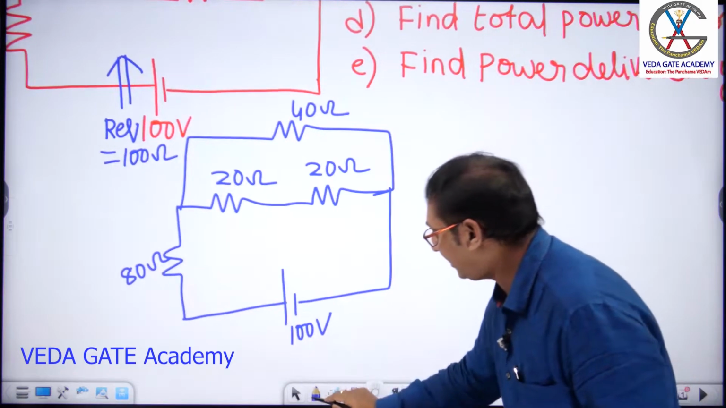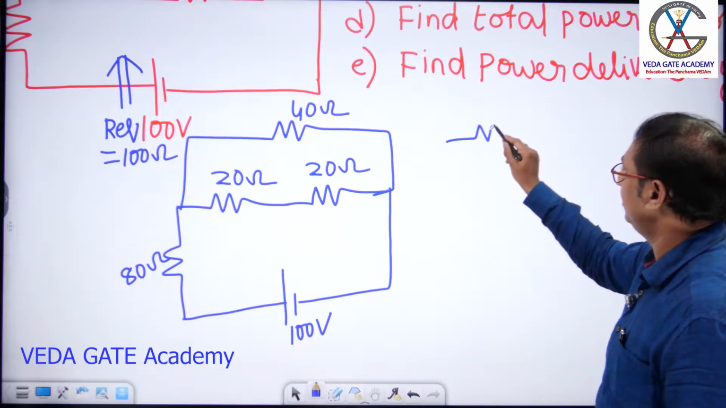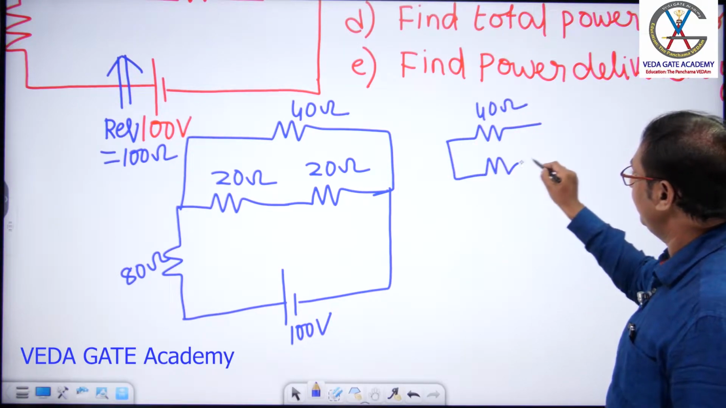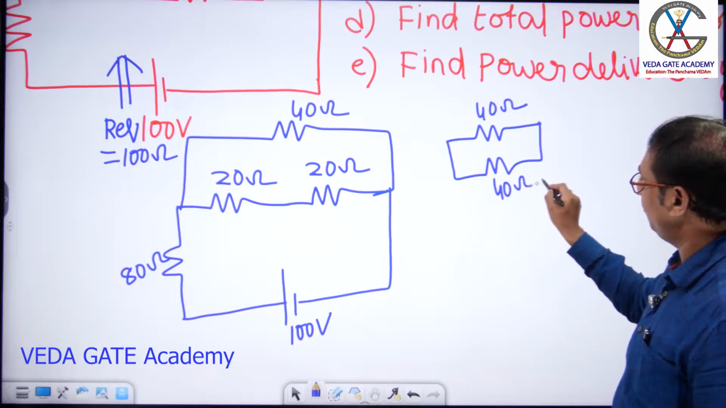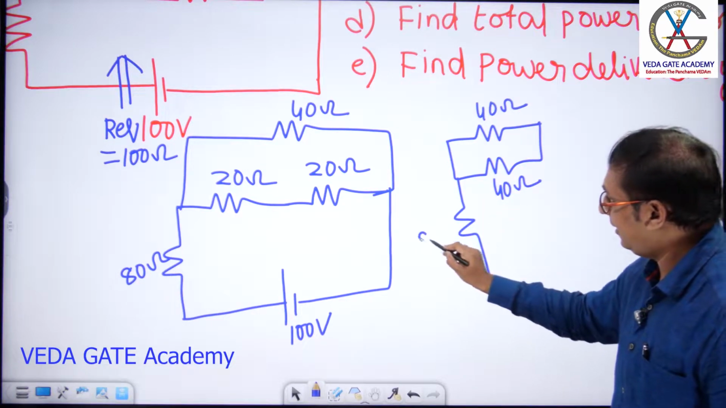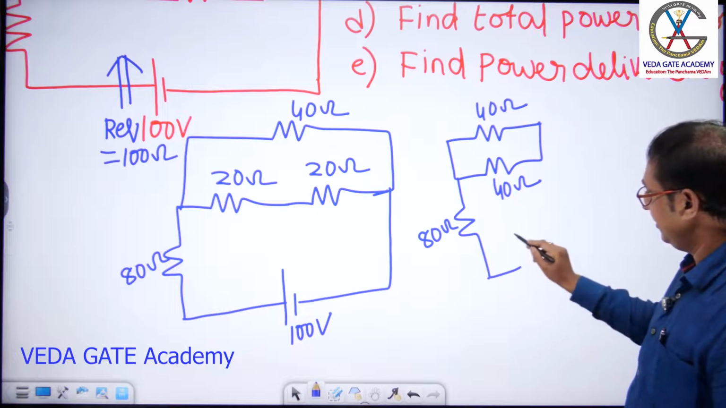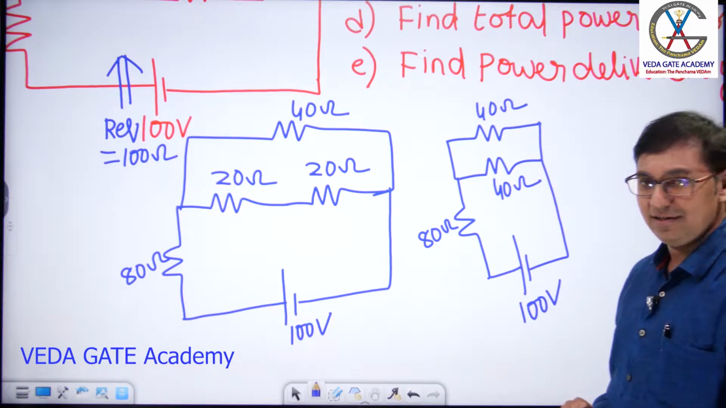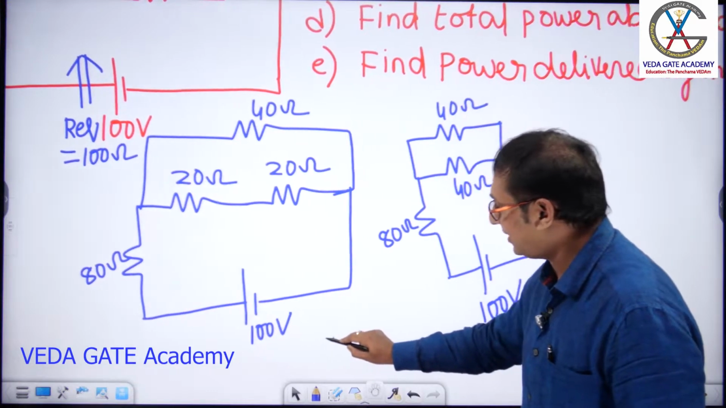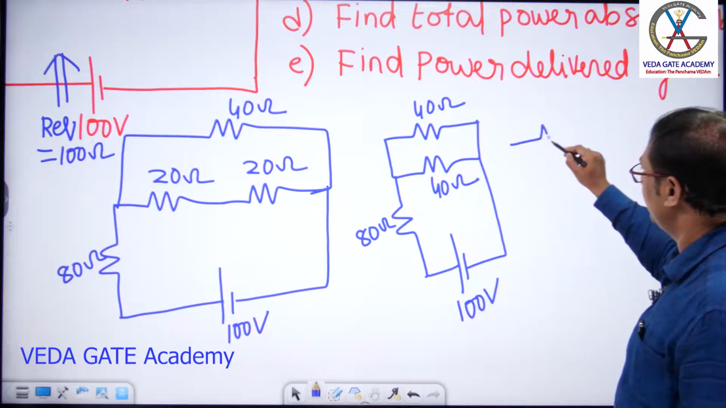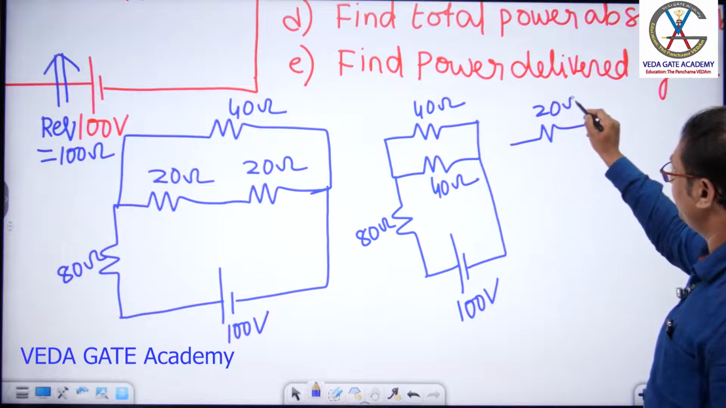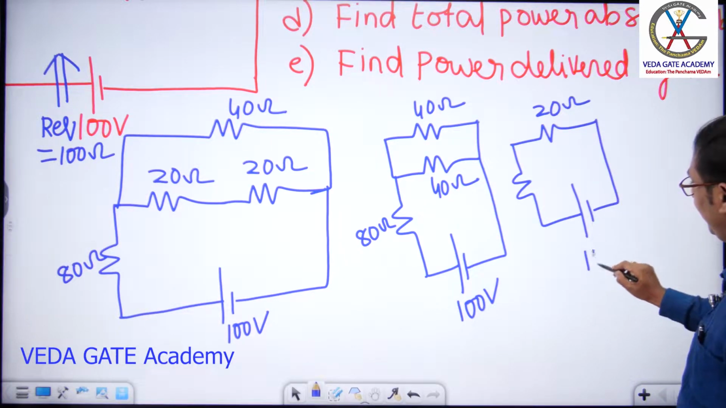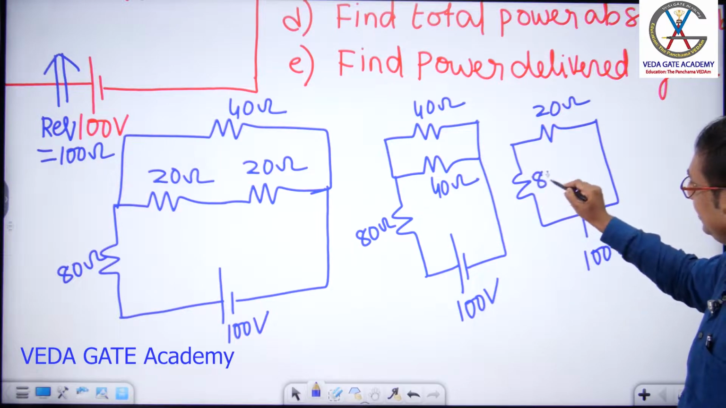Next, what can be the other circuit that we can draw? 40 ohms. Here, one more resistance, 40 ohms. Here, 80 ohms. Here, what is the source value, sir? 100 volts. What can be the next circuit? 20 ohms and this value 80 ohms and 100 volts. Hope it's clear to you now.